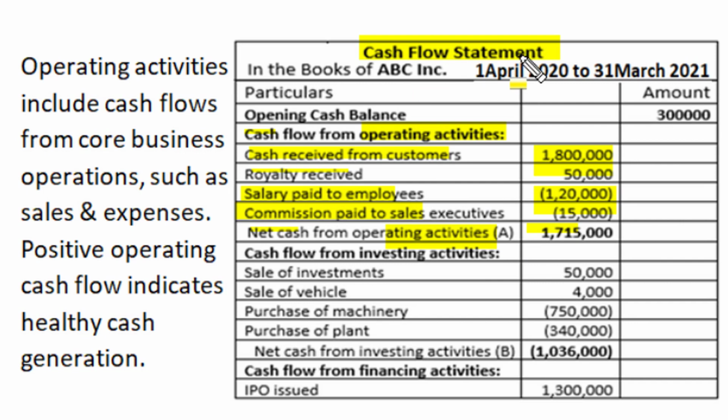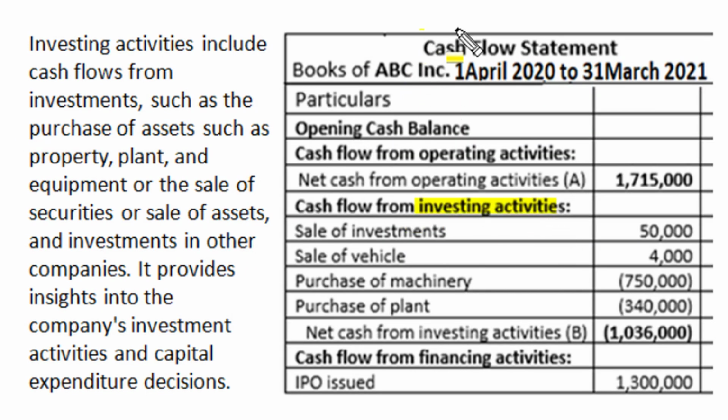Investing activities of the cash flow statement include cash flow from investments such as purchase of assets, machinery, plant, property or equipment, or sale of securities or physical assets. This investing activity part of cash flow gives insight into the company's investment activities and capital expenditure decisions.